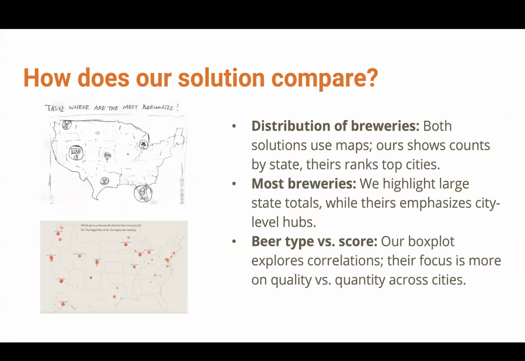When we compare our solution with theirs, there are some similarities and differences. Both of us used maps, but ours shows brewery counts by state, while theirs focused more on cities. We highlighted the states with the largest totals, while they looked at hops at the city level. We dug into beer type versus score using a box plot, while they emphasized quality versus quantity across cities. And one thing they did better was using per capita adjustments, which is something we could add to improve our design.